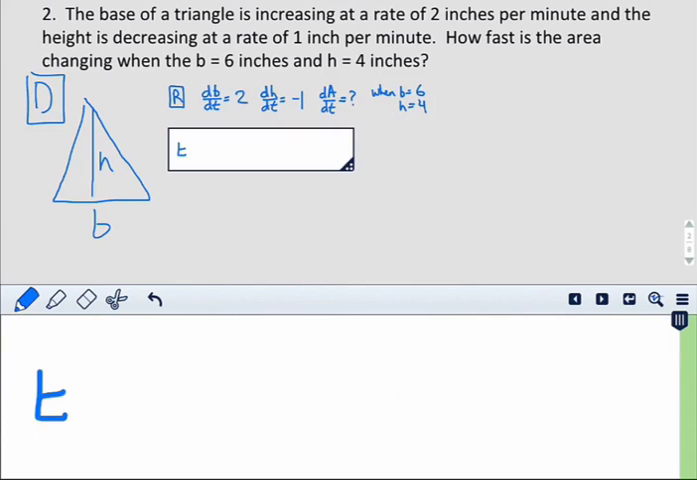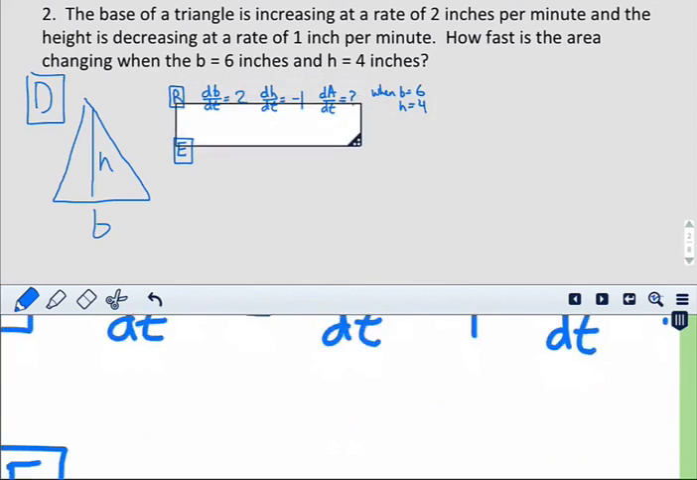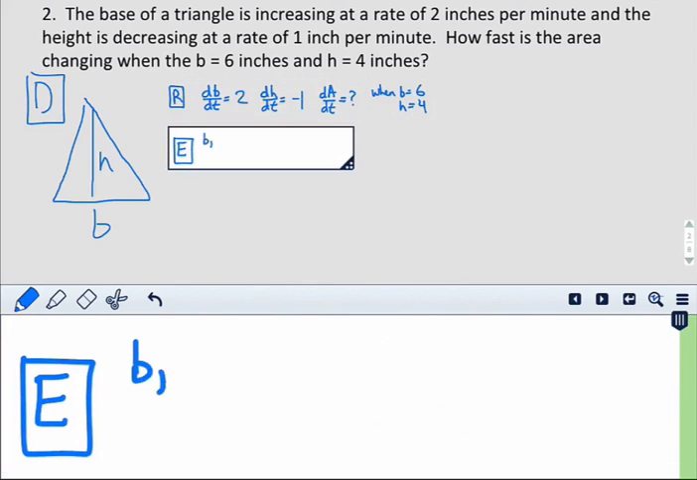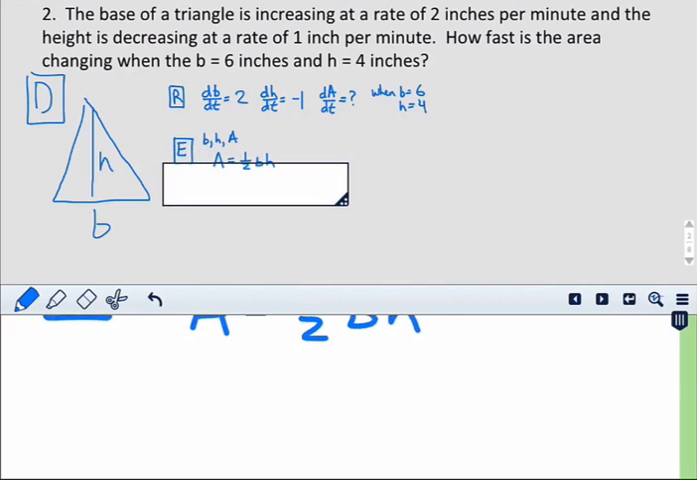So now we need an equation that's going to utilize these rates here. So we need it in terms of B, H, and A. Okay, so we got to have a B, an H, and an A. So what we're going to do is use our area formula. So area is 1/2 base times height. All right, well that looks like an equation with the variables we need. So we need to derive now.